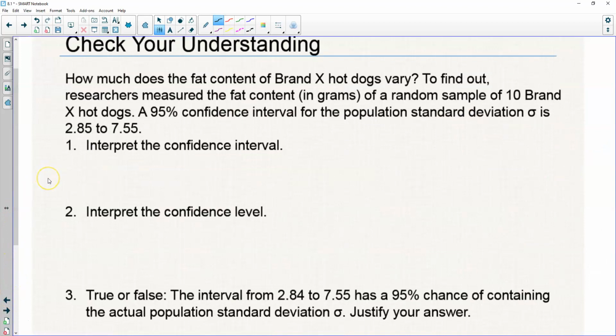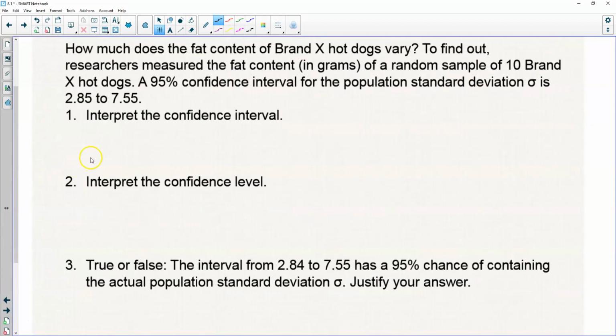Okay, so this is the same kind of deal. This time we're talking about fat content in hot dogs. To find out, researchers measure the fat content of a random sample of 10 brand X hot dogs. A 95% confidence interval for the population standard deviation is given from 0.2585 to 7.55.